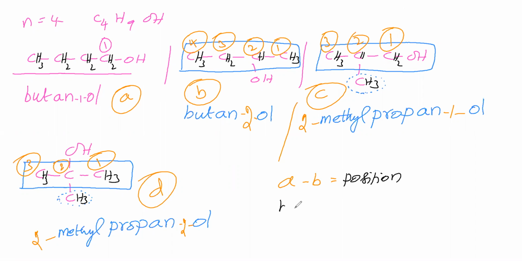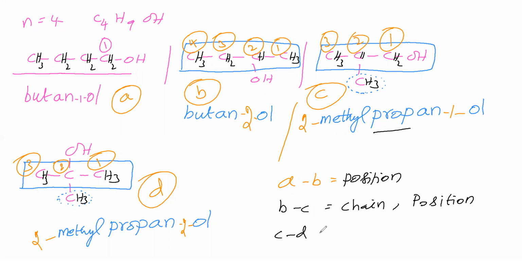Then we will take B and C. In B, the parent chain contains 4 carbon atoms. In C, the parent chain contains 3 carbon atoms. Therefore, the parent chain length is different, so B and C are called chain isomers. Then in B, the position of the alcohol is 2. In C, the position of the alcohol is 1. Therefore, the position of the alcoholic group is different, so B and C are also called position isomers.